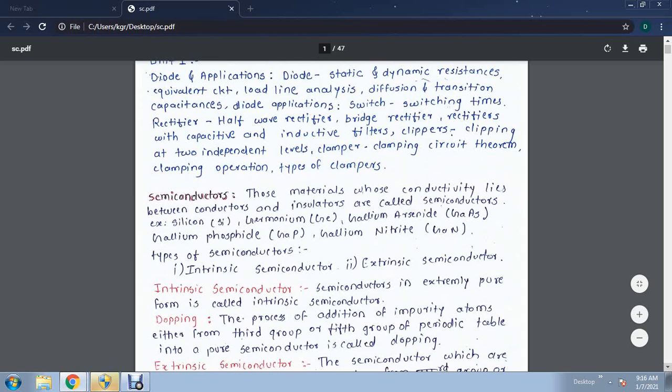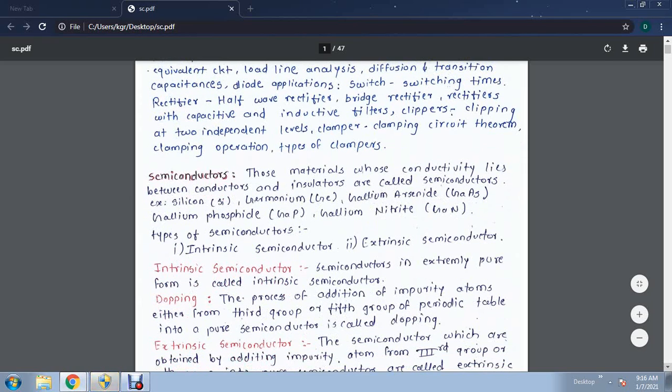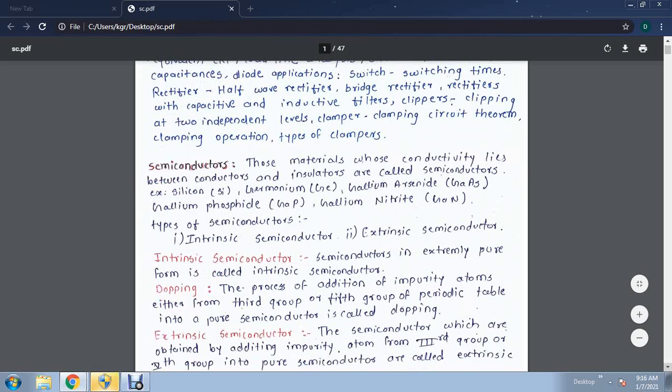What is meant by extrinsic semiconductor? An extrinsic semiconductor is the opposite of an intrinsic semiconductor. That is, the impure form is nothing but an extrinsic semiconductor. Now, what is meant by doping? Doping means the process of adding impurity atoms from the third group or fifth group of the periodic table into a pure semiconductor. In simple terms, adding impurity is called doping. Adding impurity is the key phrase.